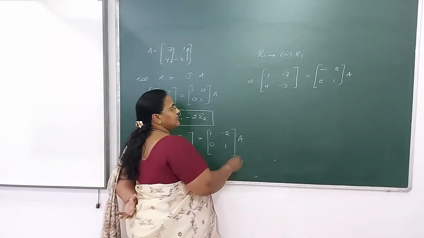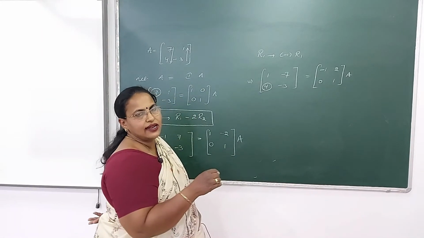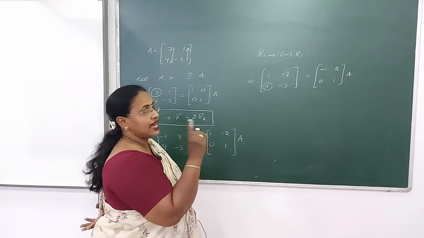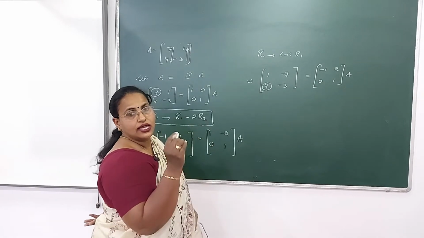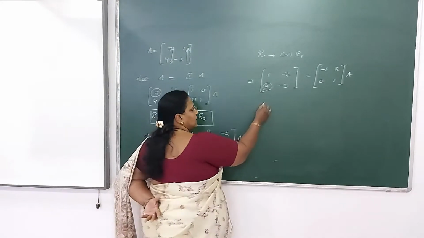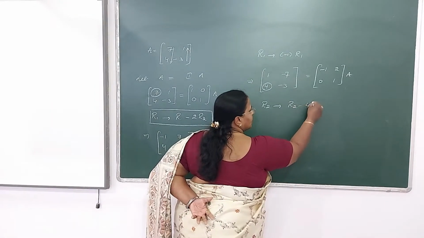Now what will be the next step? To make this term 0. Once the diagonal element is equal to 1, then it is very easy to get the non-diagonal element as 0. So let us go for this. R2 replaced by R2 minus 4 times R1.